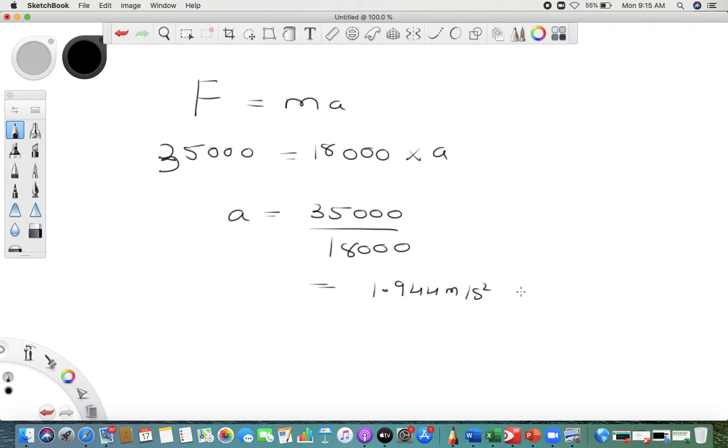Okay, so this is it. 1.944 meter per second square. Clear, everyone? Fine. So this is all about this thing. I hope you are getting what I'm trying to say.